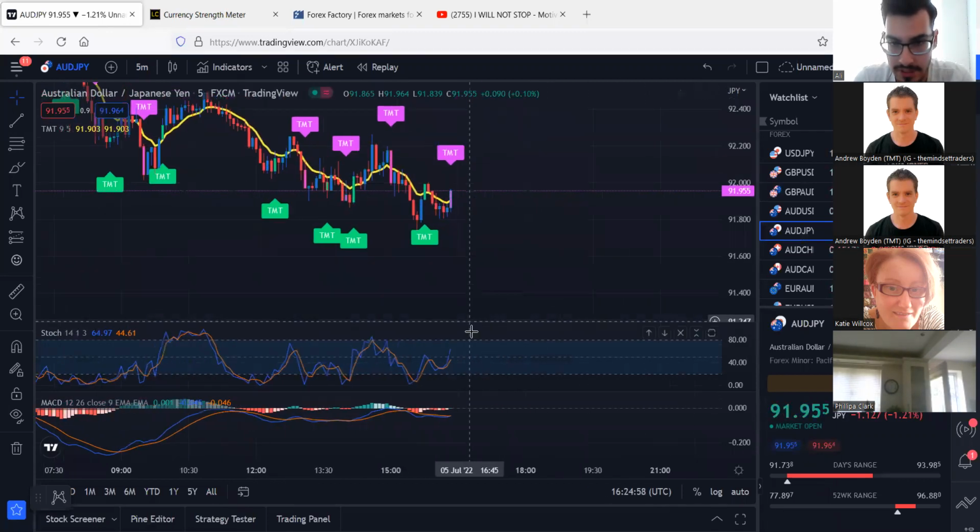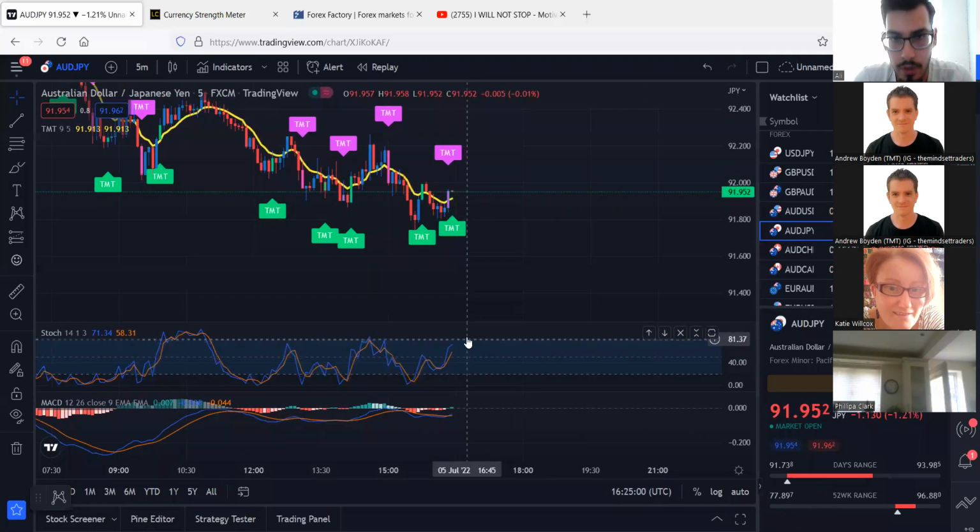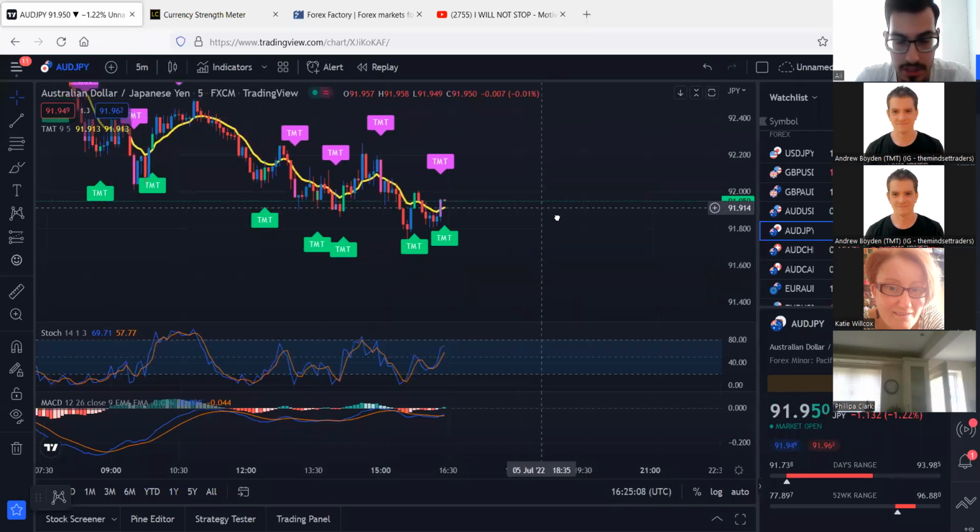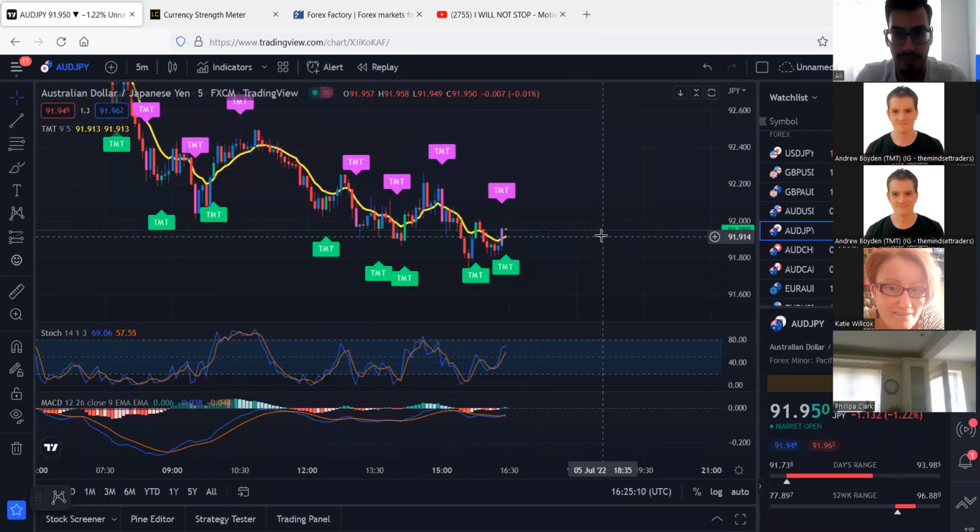At the moment, the stochastic's not at our level. We're waiting for it to go into the overbought condition. So as the MACD, but it's not there yet. We're looking at the 5-minute time period. That's why I usually take my trade. But what I do is I use my own strategy, the support and resistance, as well as TMT 2.0. I combine both to trade.